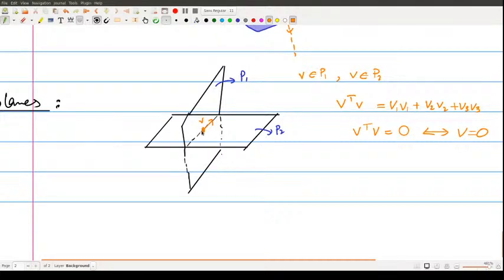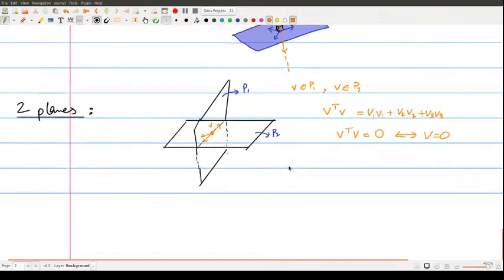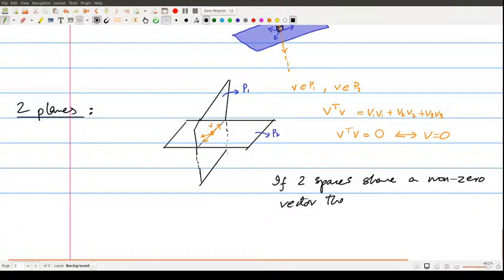So, and you can maybe take another example, right? Maybe I can take this vector here and this vector here. Even these are not perpendicular, but the nice little way of seeing this is to say if two spaces share a non-zero vector, then they are not orthogonal. Because you immediately get this problem that this vector is not perpendicular to itself. For them to be orthogonal, every vector in this space should be perpendicular to every vector in this space. This common vector will create a problem, right?